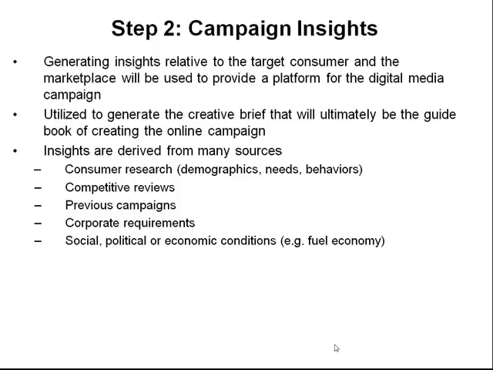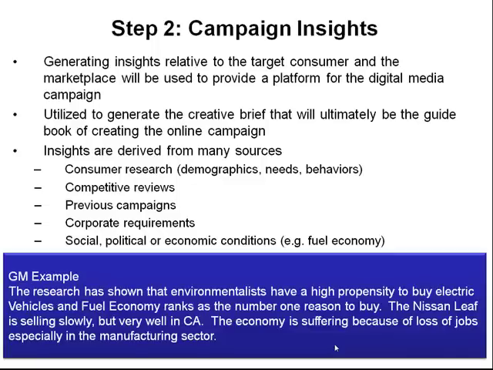And then social, political, or economic conditions. For example, the Volt is very relevant because of the current environment relative to two issues. One, fuel economy, and secondarily, economic conditions. Right now, there are many people that are, for example, unemployed. So payment or the lack of utilization of gas makes it more efficient as far as operating the Volt. So in our example, the research has shown that environmentalists have a high propensity to buy electric vehicles, and fuel economy ranks as the number one reason to buy.